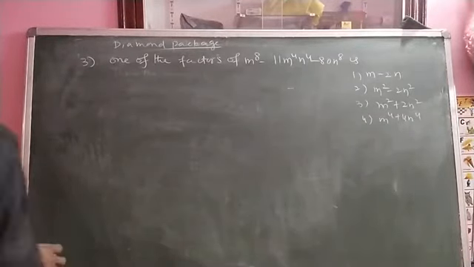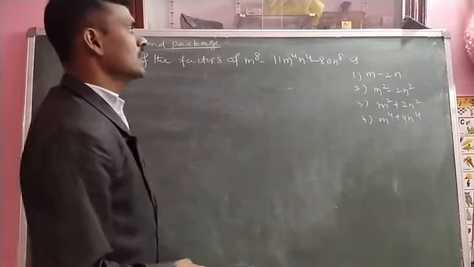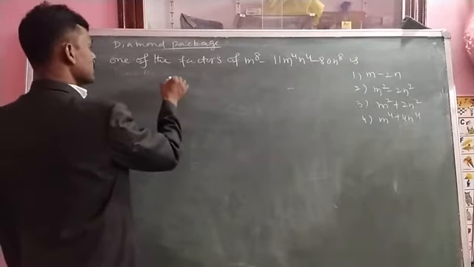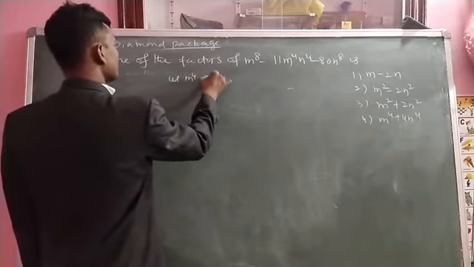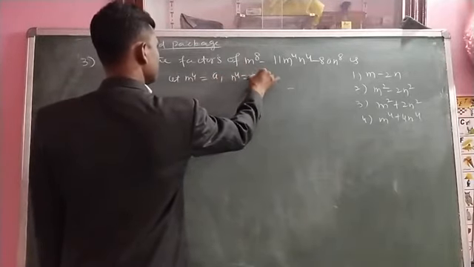Okay, next: one of the factors of m to the power of 8 minus 11 m to the power of 4 n to the power of 4 minus 80 n to the power of 8. See here, let m to the power of 4 be equal to a and n to the power of 4 be equal to b, you can write here.